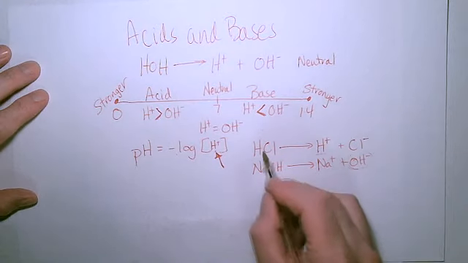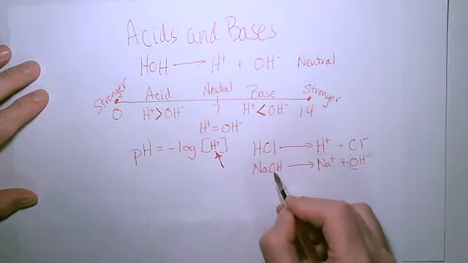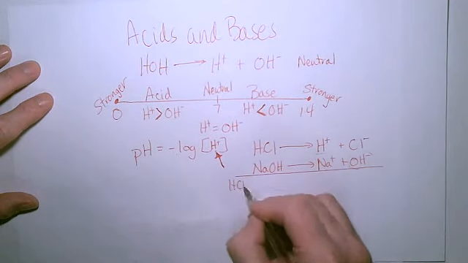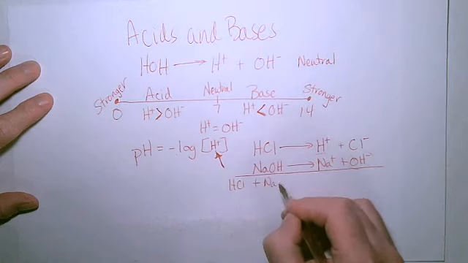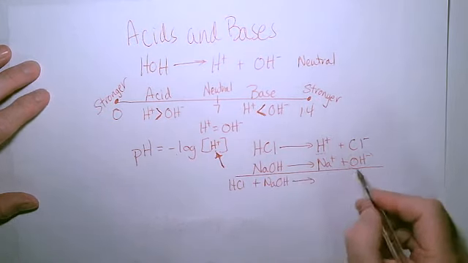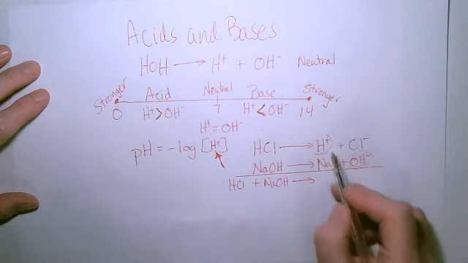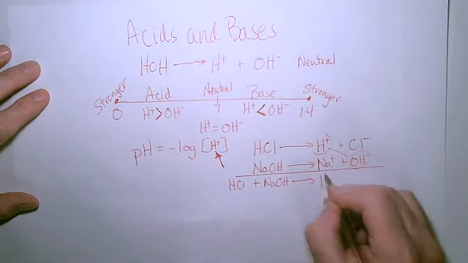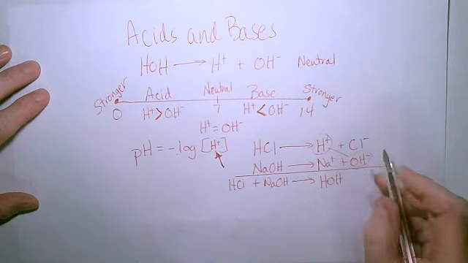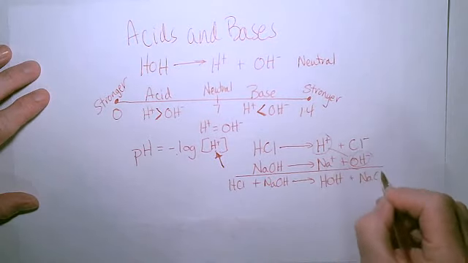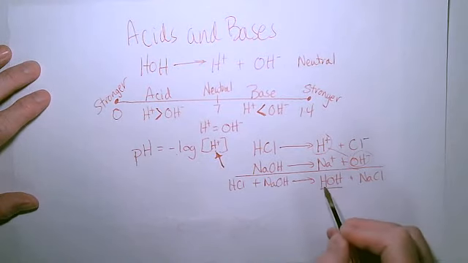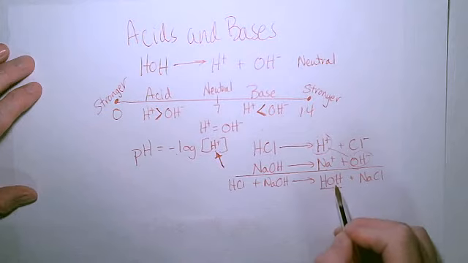If we were to mix hydrochloric acid and sodium hydroxide together, so that we had hydrochloric acid plus sodium hydroxide as our reactants, what would end up happening is this hydrogen and this hydroxide would join. And when they do that, you get water. And the sodium and this chlorine would join, and when they do that, you get salt. If you notice here, we get an equal number of hydrogen ions to hydroxide ions.